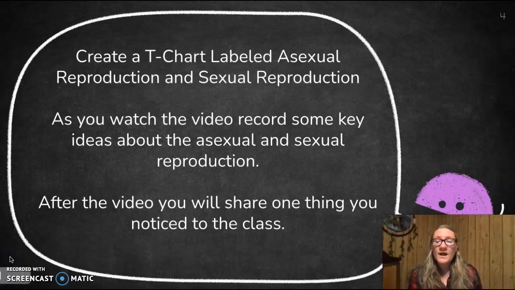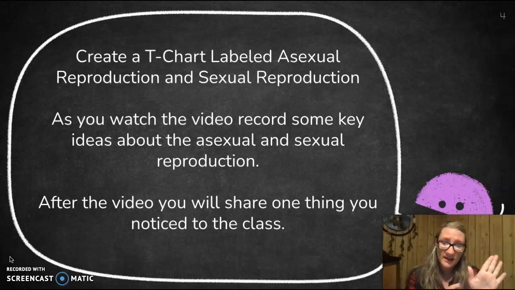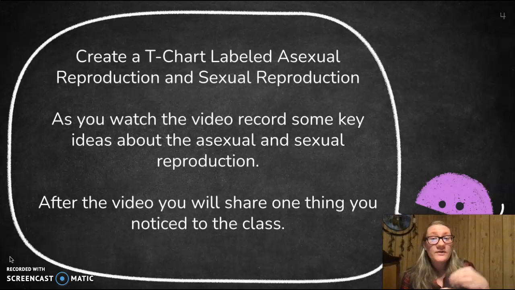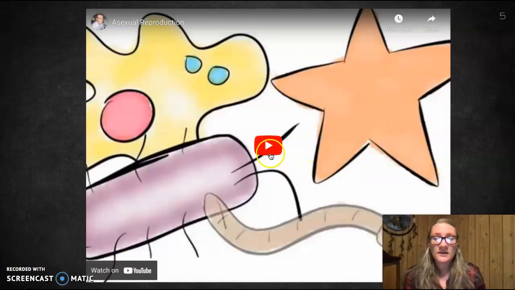Alrighty, so I want you all to start off by creating a T-chart in your notebook. Each side of the T-chart should be labeled asexual and sexual reproduction. We're going to watch a short video, and as you watch, I would like you to record the key ideas that you see about both sexual and asexual reproduction. Here's your video.